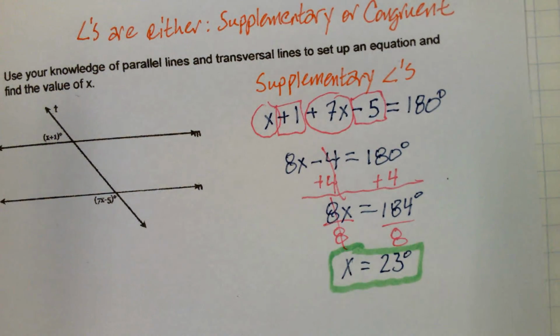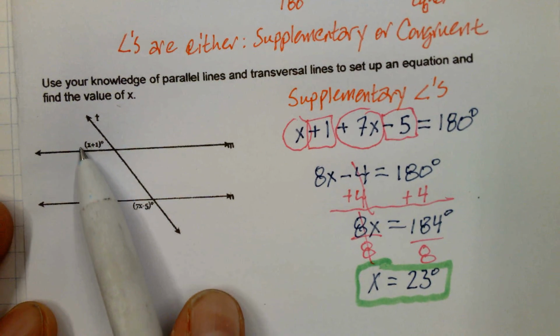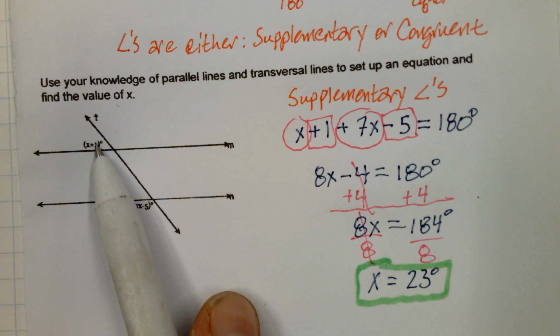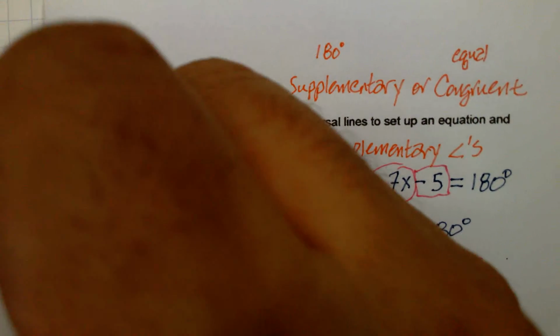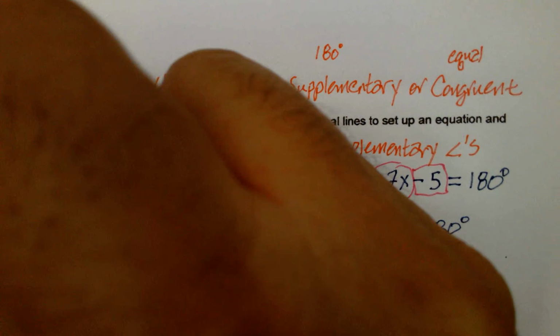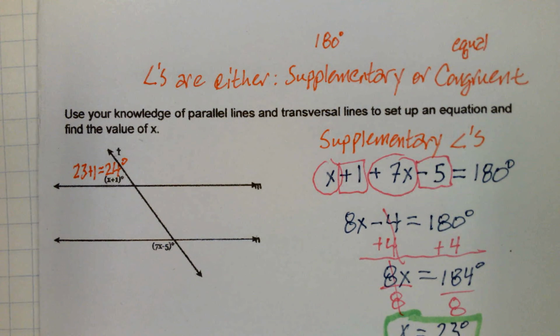But we can go a little further than that because we have the knowledge that x is 23. Let's figure out this one on top. What's the angle measurement of this whole angle? It's 23 plus 1, right? Because we know x is 23. How many degrees is that? 24. So now we know this is 24 degrees. That's the acute angle. All the acute angles are 24 degrees.